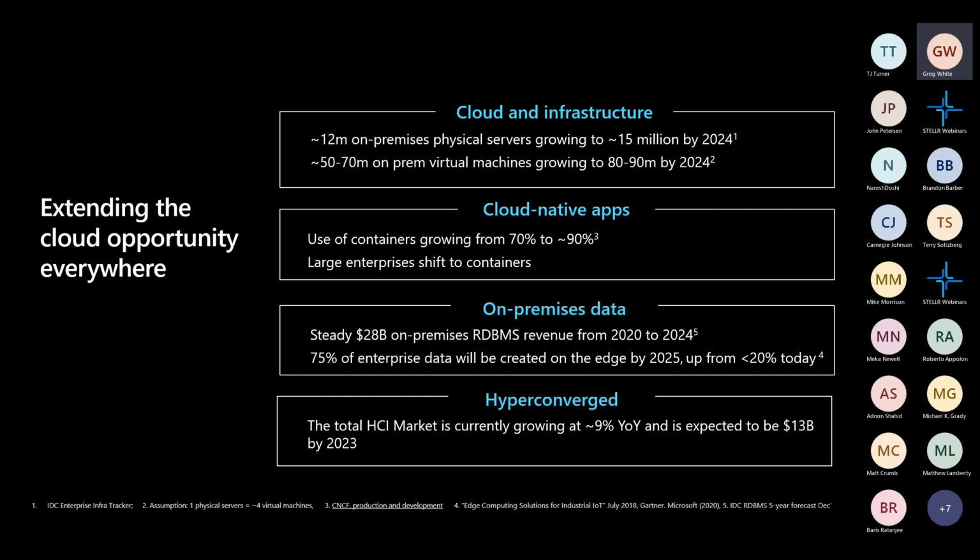Now, looking at some of these other capabilities that are going on here, again, as we mentioned, the on-premises environment is still a very healthy business. Many of you may have seen that. And part of this study is showing here that 12 million on-premises physical servers could be growing to around 15 million by 2024. 50 to 7 million on-premises virtual machines growing to almost, upwards of almost 100 million by 2024. So there's still a lot of opportunity there.